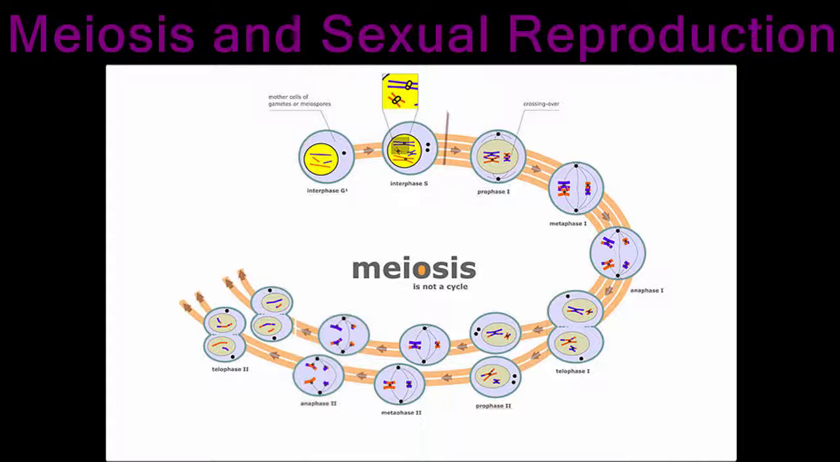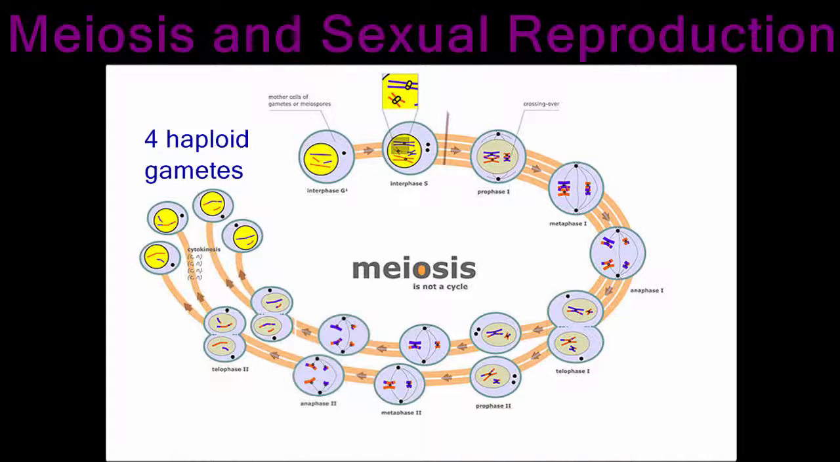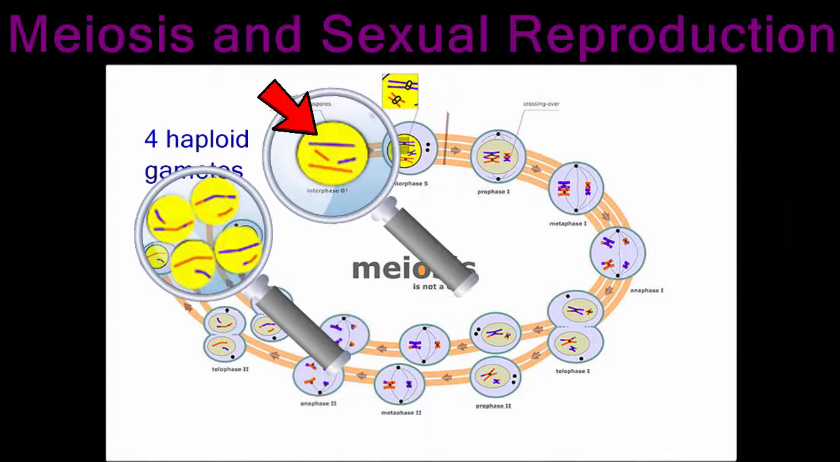During telophase 2 and cytokinesis, a nuclear envelope forms around each group of chromosomes. The spindle fibers disappear, and the chromosomes begin to unravel back into chromatin. The cytoplasm divides, and we are left with 4 haploid cells that are genetically different from each other and from the parent cell.